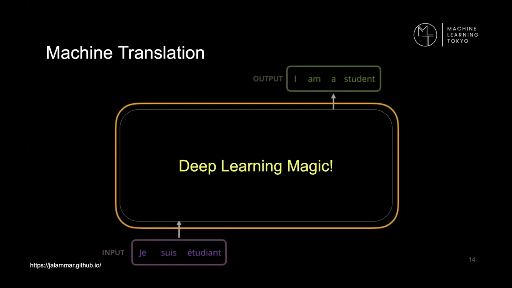Today, we are trying to do machine translation. So we have something written in French, and we want to do some deep learning magic on top of it, which will give us an output in English, which is "I'm a student." Now this is English, which I know, so I can butcher this one.